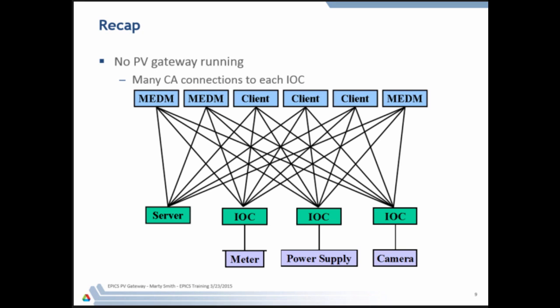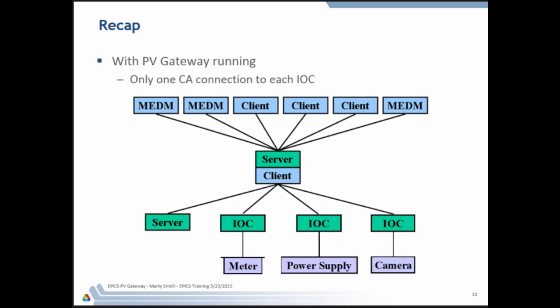So this would be an example of what your channel access connections would look like without a PV gateway. You have multiple IOCs or other channel access servers running, and multiple channel access clients all connecting to each of these IOCs. When we put a gateway in between, we get something a little cleaner like this. The IOC only has one connection to the PV gateway rather than multiple connections to every client.